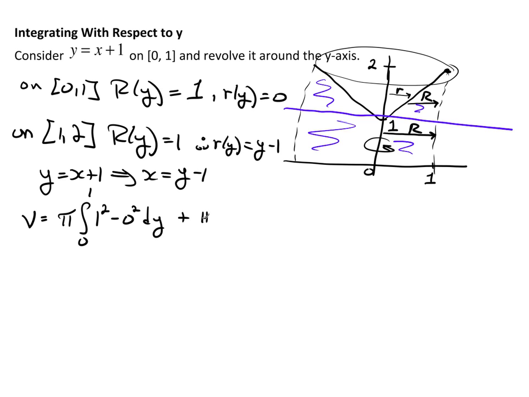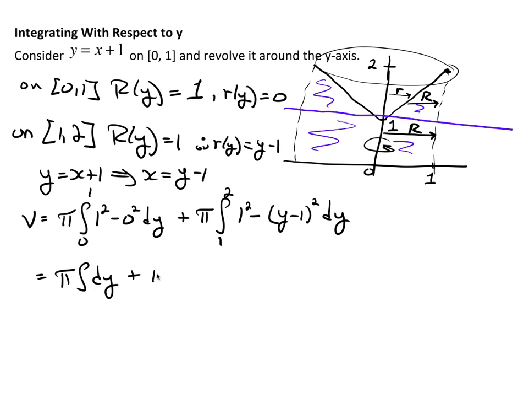Plus, the second piece would be pi times the integral from 1 to 2 of 1 squared minus little r, which is y minus 1 squared, dy. So this is obviously pi times the integral of dy, plus pi times the integral from 1 to 2 of 1 minus y minus 1 squared dy.